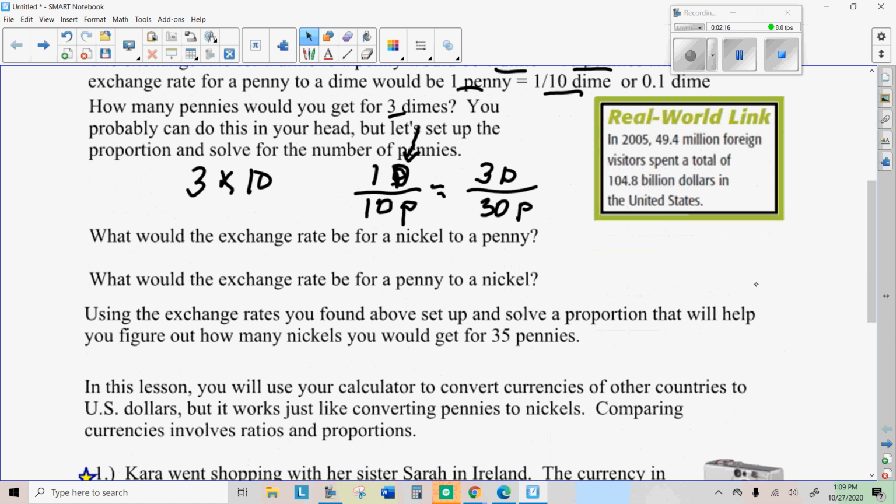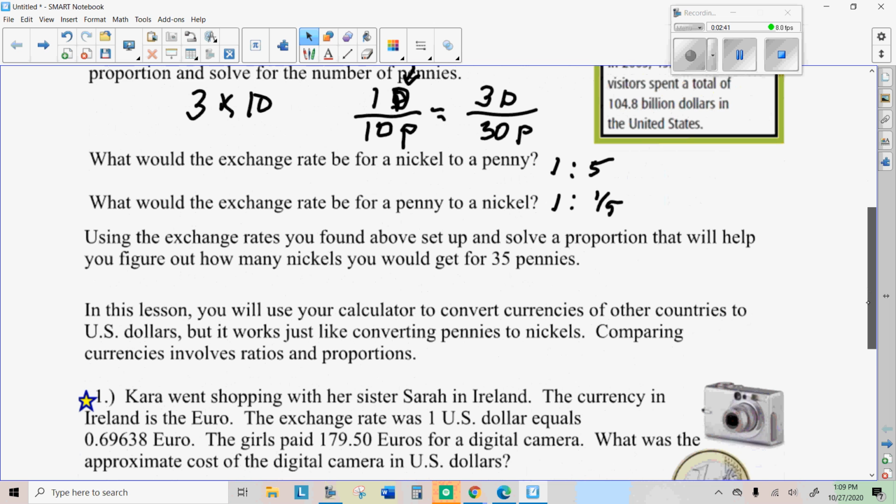What would be the exchange rate for a nickel to a penny? So it would be 1 nickel to 5 pennies. What would be the exchange rate for a penny to a nickel? That would be 1 penny to 1/5 of a nickel, or 0.2 nickels. All right.